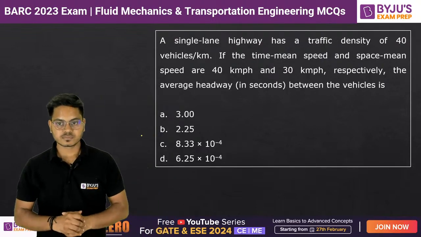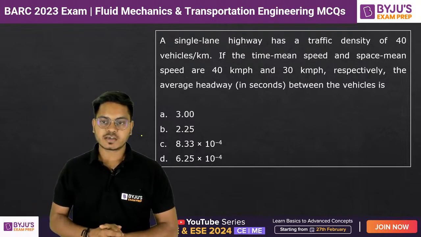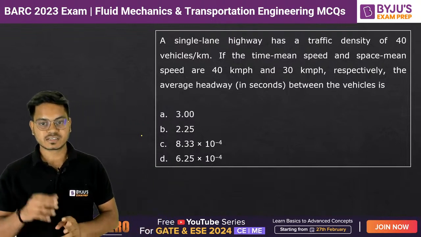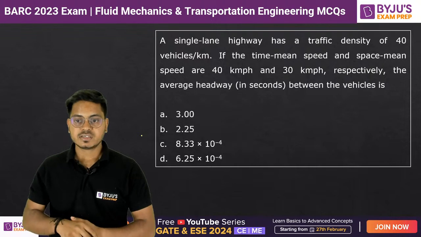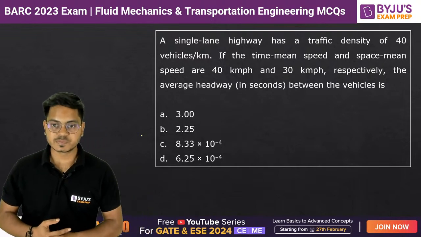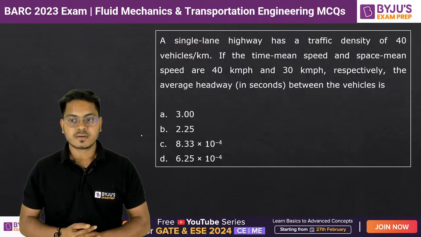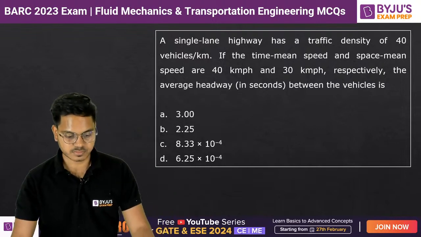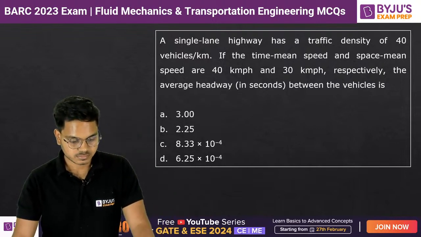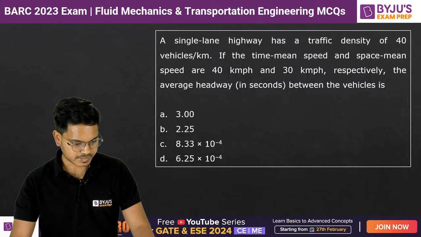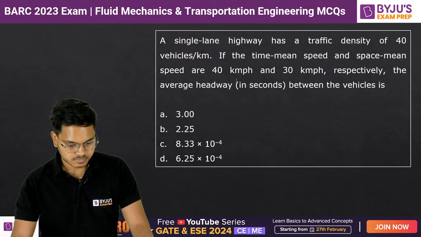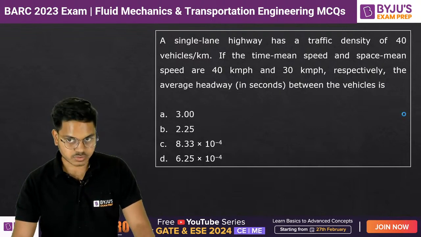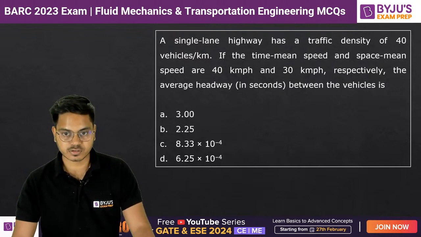Next, a single lane highway has a traffic density of 40 vehicles per kilometer. If the time mean speed and space mean speed is 40 and 30, the average headway between the vehicles is how much? It's a good question. Tell me, sir. And I think this is the last question also. As I told you, I will not take much of your time.